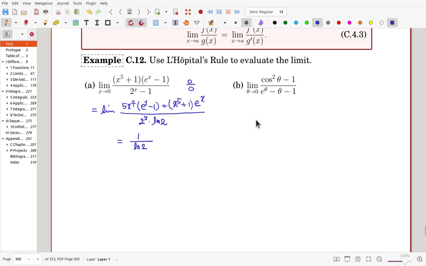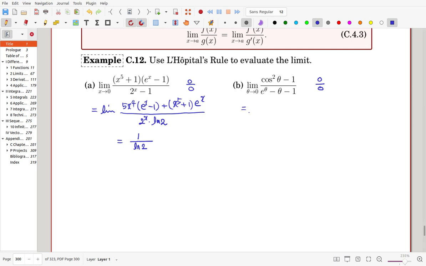For this problem, theta approaches 0. Now cosine squared theta minus 1: cosine theta is approaching 1, so the numerator will approach 0. For the denominator, it is approaching 1 and 0, so again it's approaching a 0 over 0 shape. So we can use L'Hopital's rule.